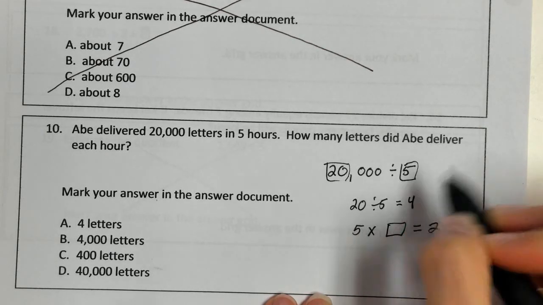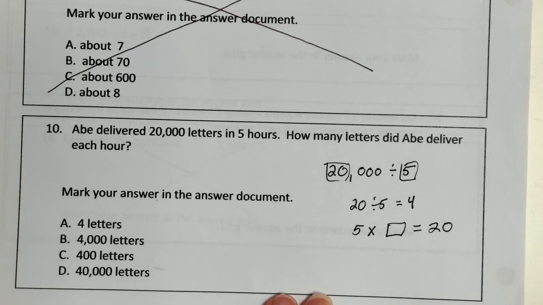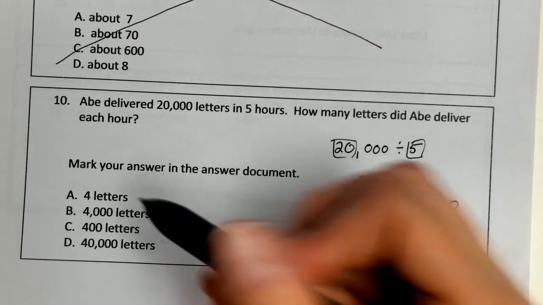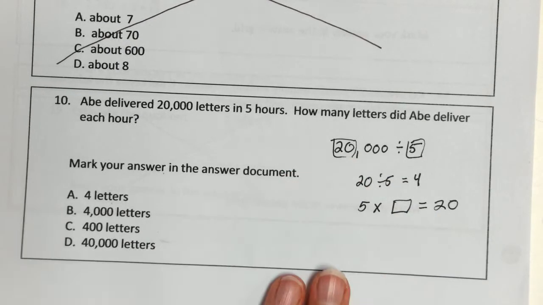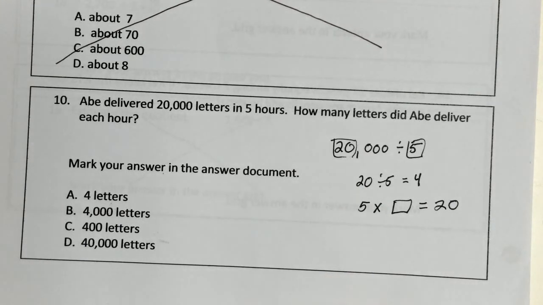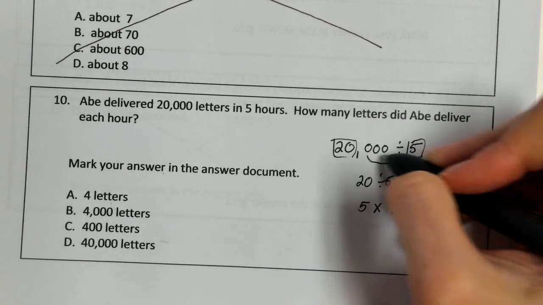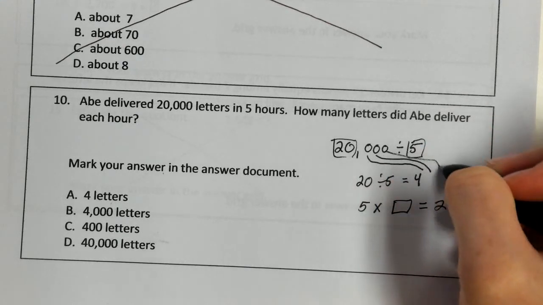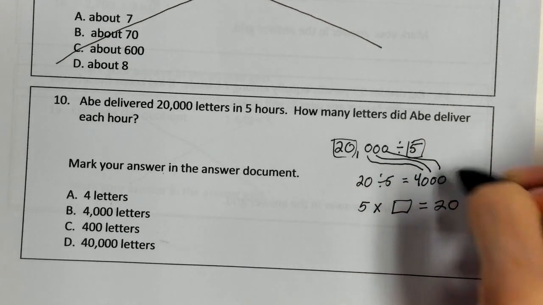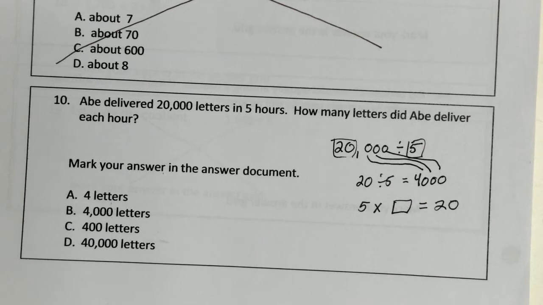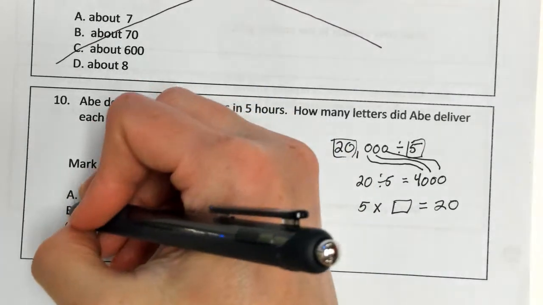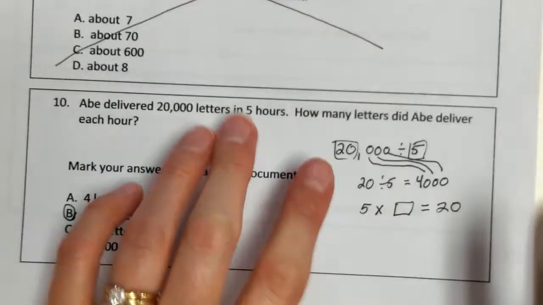4. Here's where my zeros make a big difference, right? Because basically, this question makes sure you get your zeros right. How many zeros are behind that 4? 3, because I'm pulling them down. So which answer is it? 4, 4,400, or 40,000? 4,000. There's 4,000 letters. So every hour he delivers 4,000 letters.